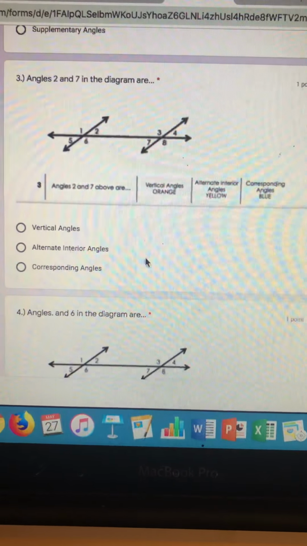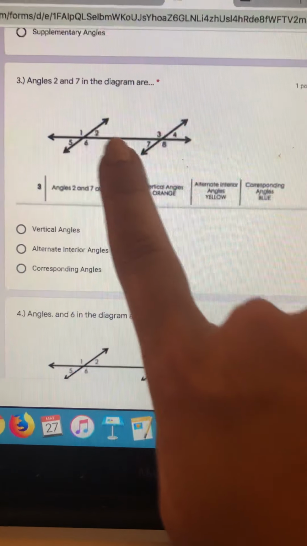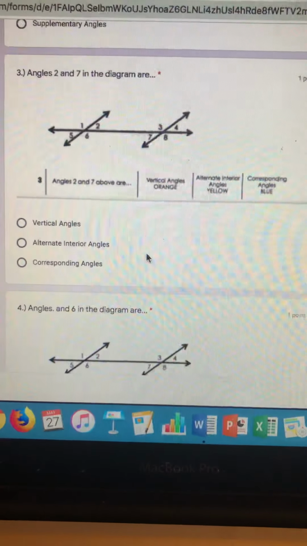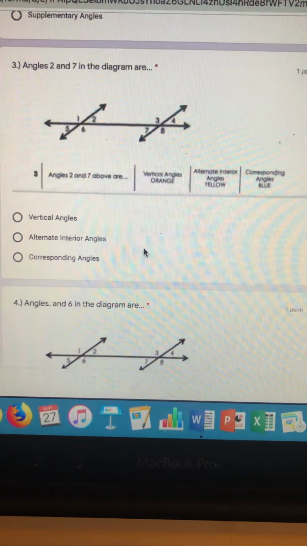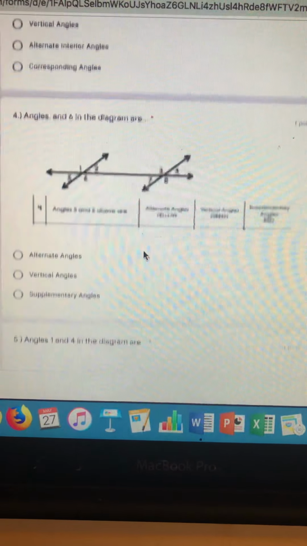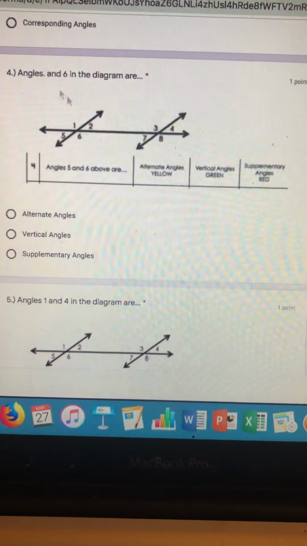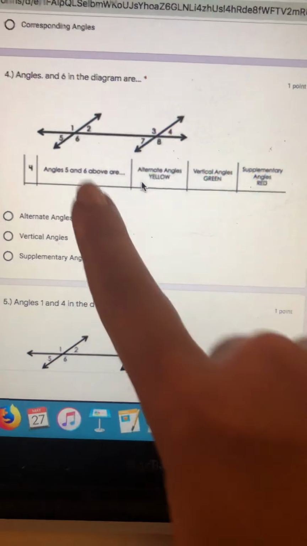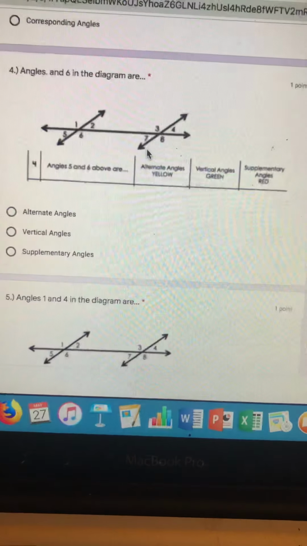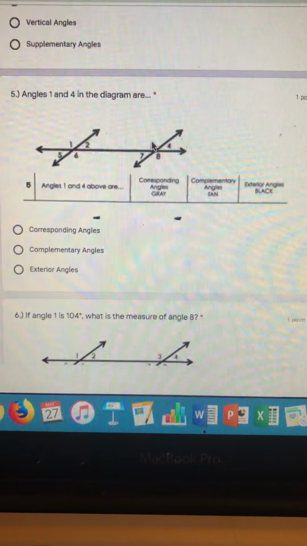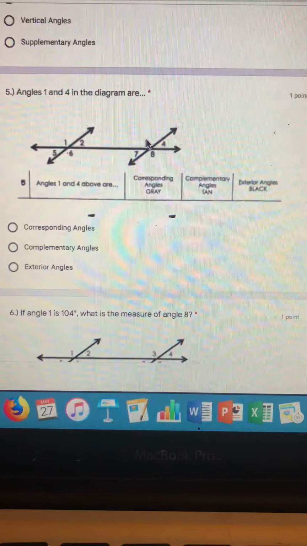Then they're going to give you 2 angles. So for example, they say angle 2 and 7 in the diagram are. So you have to locate 2 and 7 and decide what type of angles are they. That's what we did on Tuesday, and you guys did very well with that. So use your notes, use the lessons, use all the resources, guys, to help you be successful on this, okay? 4, same thing. It says angles, this should be fixed, it will be fixed. Angles 5 and 6 are, so you're looking at angle 5 and 6. What type of angles are these when they form a straight line? Okay, then it says angles 1 and 4 in the diagram are. Okay, so you're looking at angles 1 and 4. What type of angles are they?